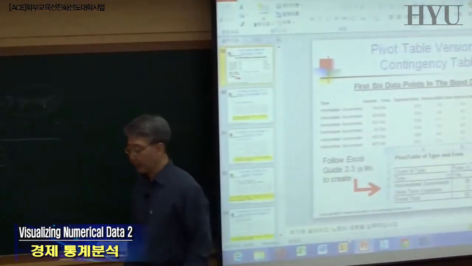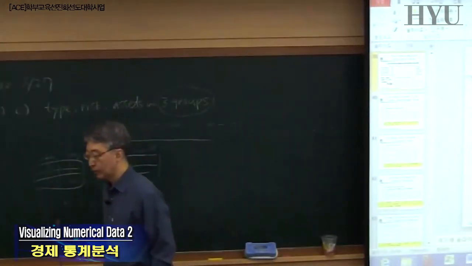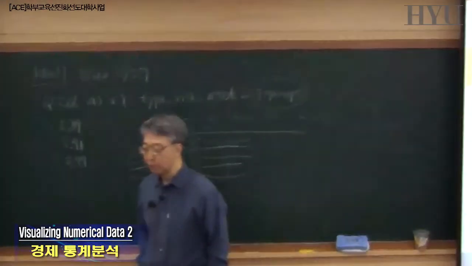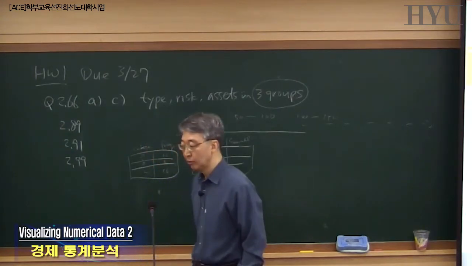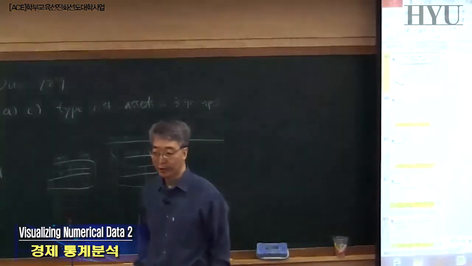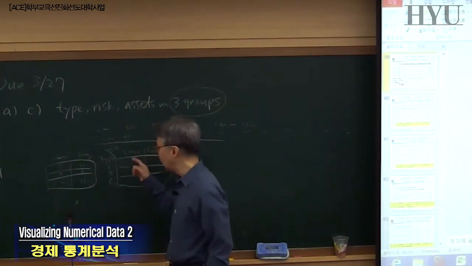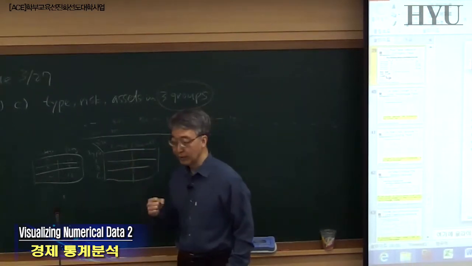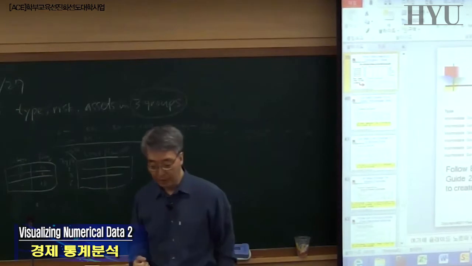So the pivot table is an Excel function using which we can easily create the contingency table and do many more adjustments or manipulations in it. In addition to this two-way classification, we can even have multi-way classification.